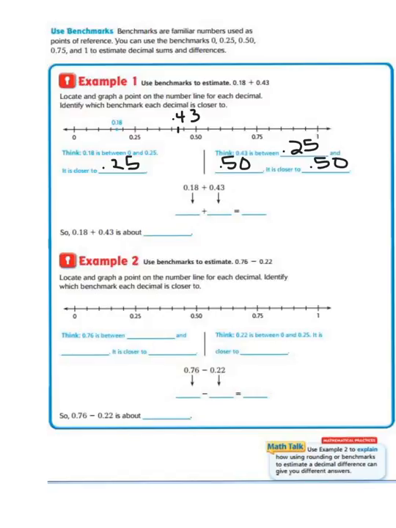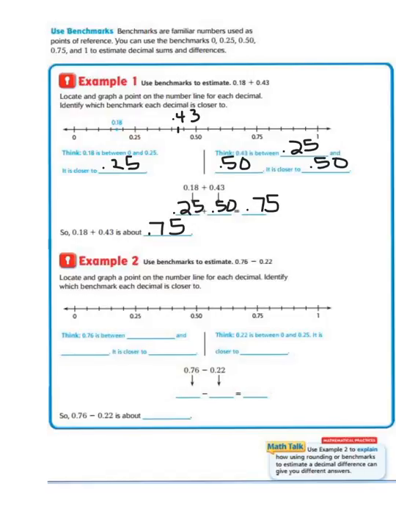If we look at our number line, we see that we are closer to 5 tenths than we are way down here to our 25 hundredths. So when we round those using our number line, we see that 18 hundredths rounds to 25 hundredths, and 43 hundredths rounds to 50 hundredths. So when we add those together, we get 75 hundredths. So 18 hundredths and 43 hundredths is about 75 hundredths.